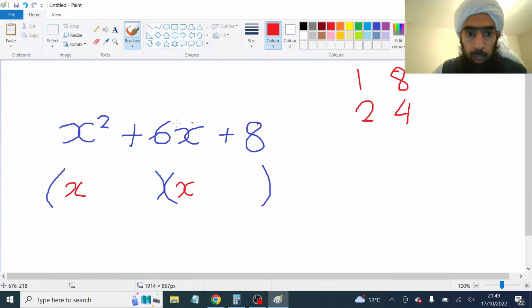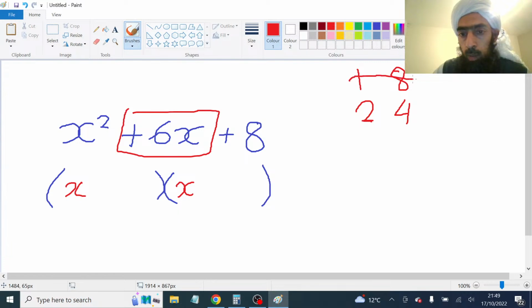So here, which pair will add to get the plus 6? Which pair will add to get the plus 6 in the middle? Not the 1 and the 8, that would not make 6. The 2 and the 4 would, so that it's positive 2 and positive 4. And that's the factorizing done.